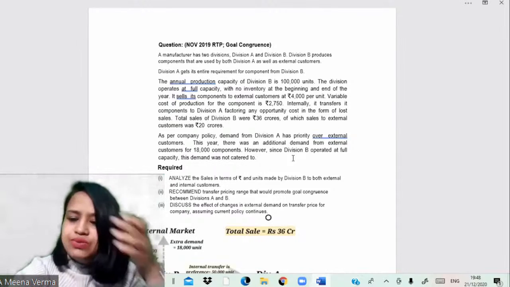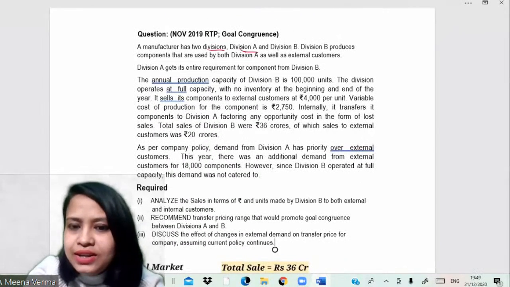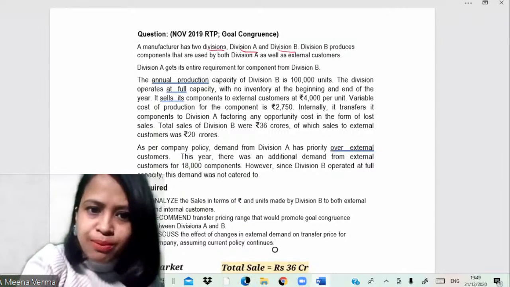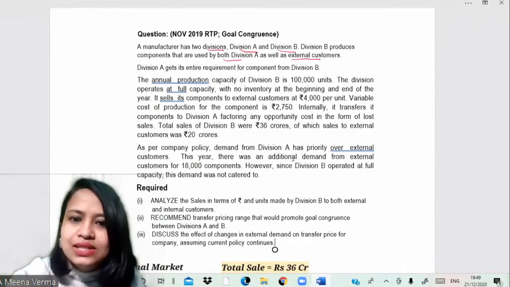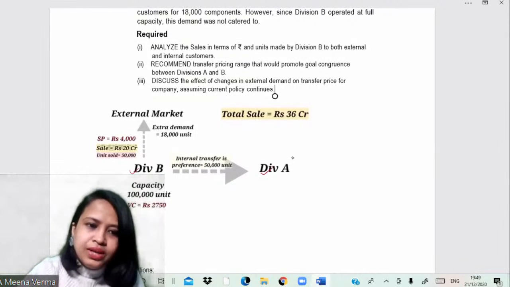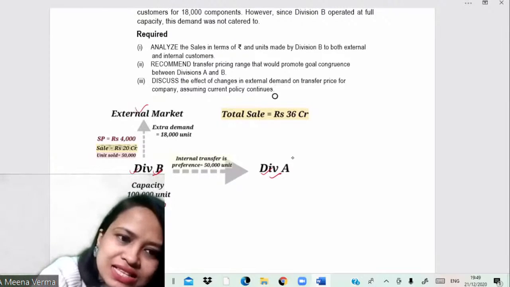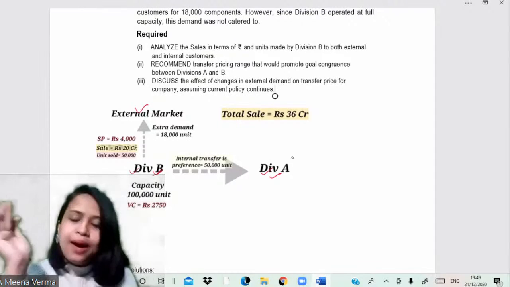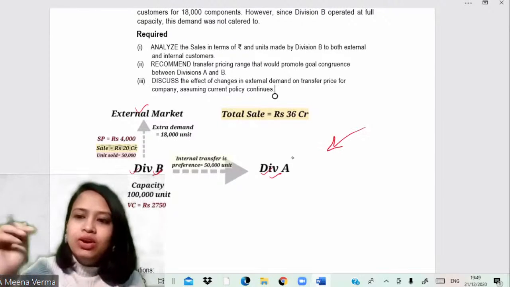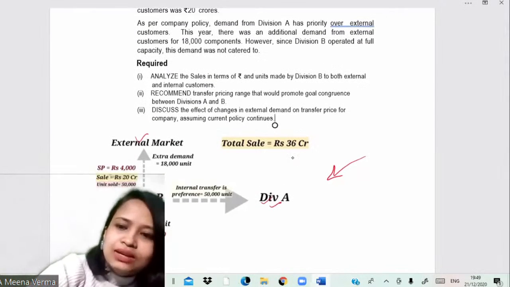Okay, now let us discuss this question. A manufacturer has two divisions, Division A and Division B. Division B produces components that are used by both Division A as well as external customers. So you can see here there are two divisions, Division B and Division A. Always before doing a transfer pricing question, try to make such a diagram. See how easy it is to solve the question after making a diagram like this.